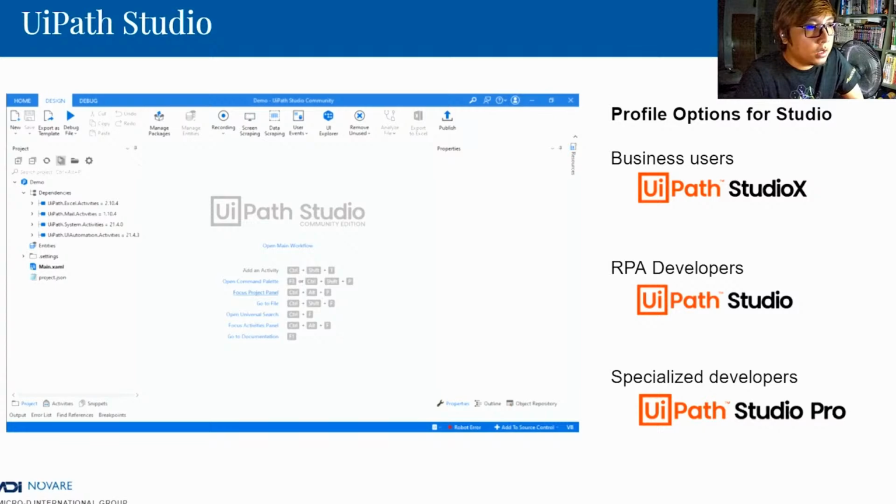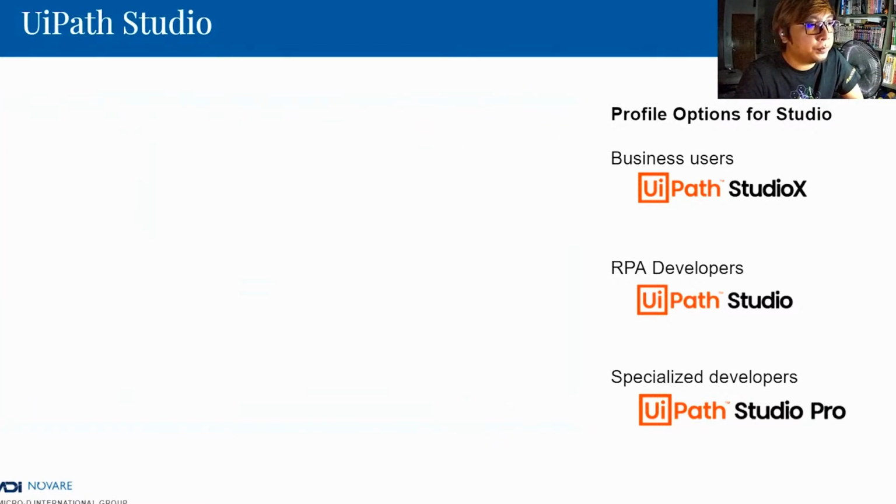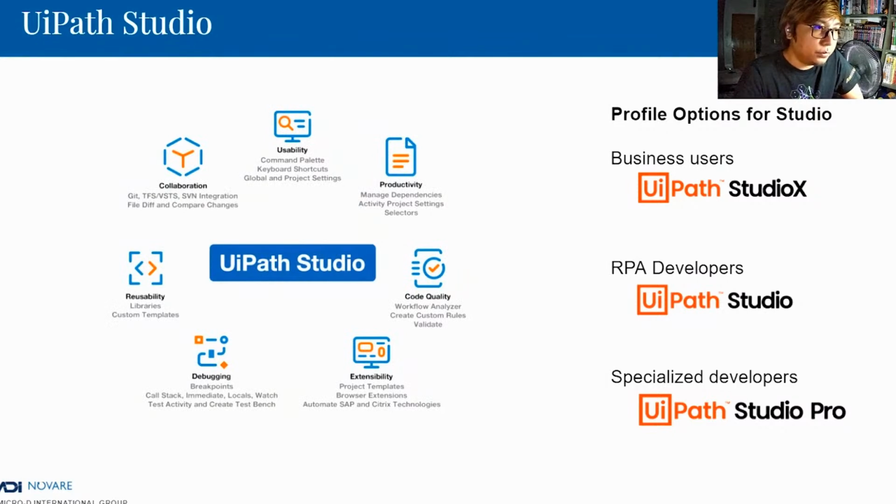In terms of automation approach, X approaches automation bottom up, while Studio and Studio Pro use the top down automation approach. Automation target: X is mostly for straightforward tasks, while Studio and Studio Pro are mostly for complex processes, while Pro also offers test automation.